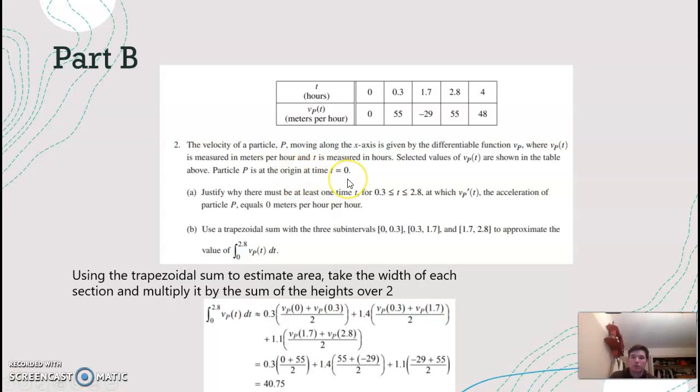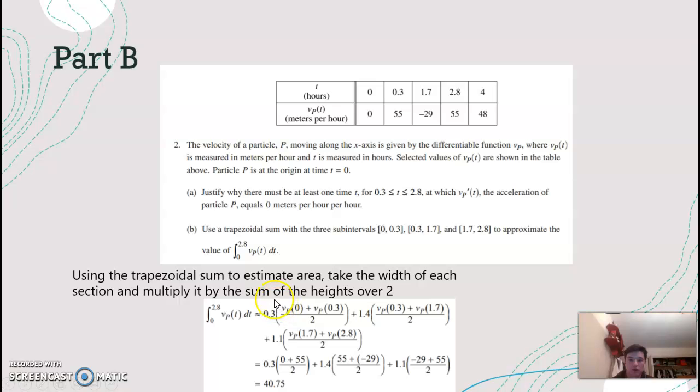All right, moving on to part B of the question. You see here, this is another way. We've been asked to find the value of this, which is the area, using the trapezoidal sum. It gives us 3 subintervals to use. When remembering the trapezoidal area, we just have to multiply the width of each section by the heights that we have listed in the function.